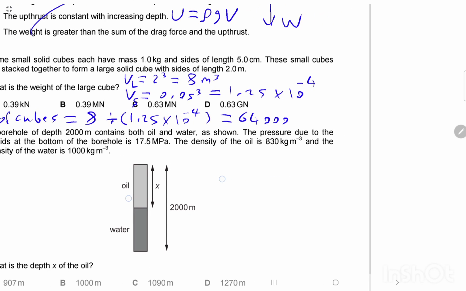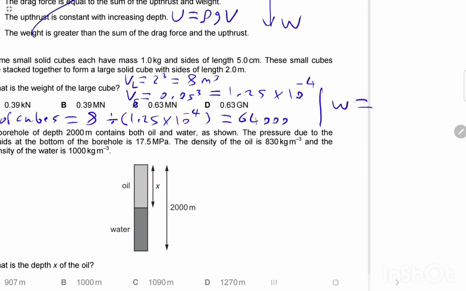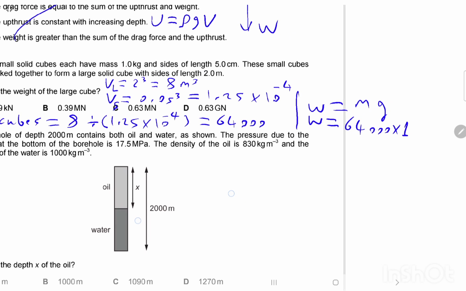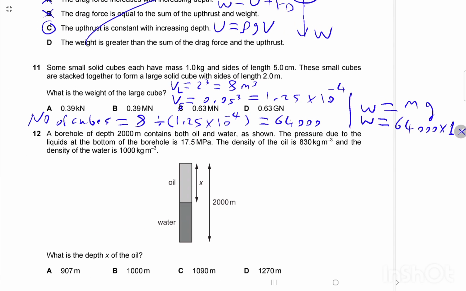Now the question is asking you to find the weight of the large cube. So let's find it here. W is equal to mg. W is equal to the mass of all the cubes, so 64,000 times the mass of one of them, which is 1, times g, which is 9.8. So the answer here will be option C. Option C here is the correct answer.